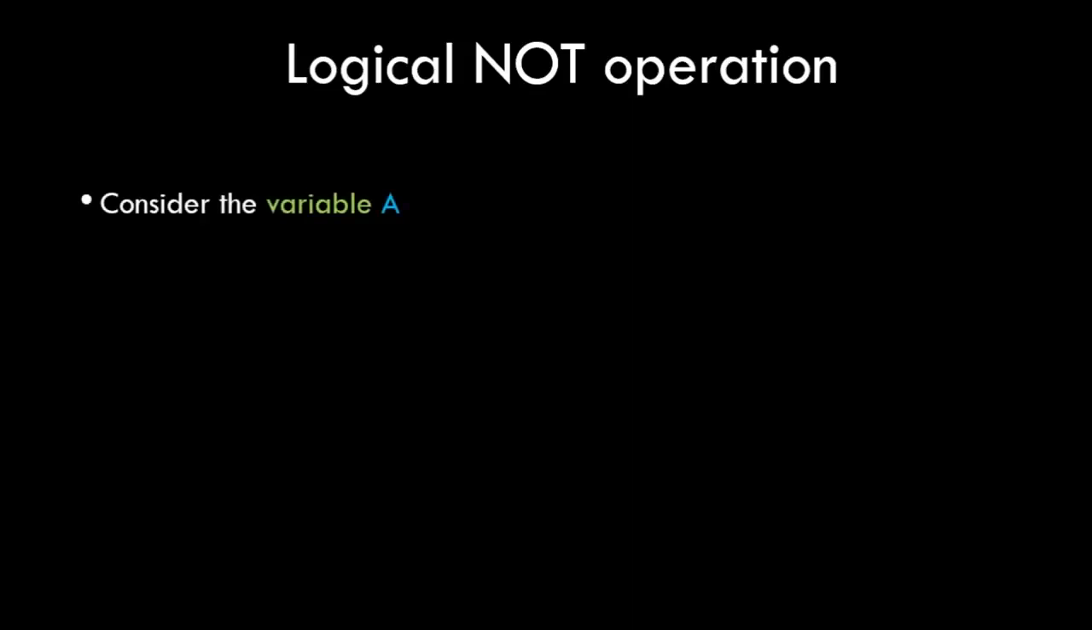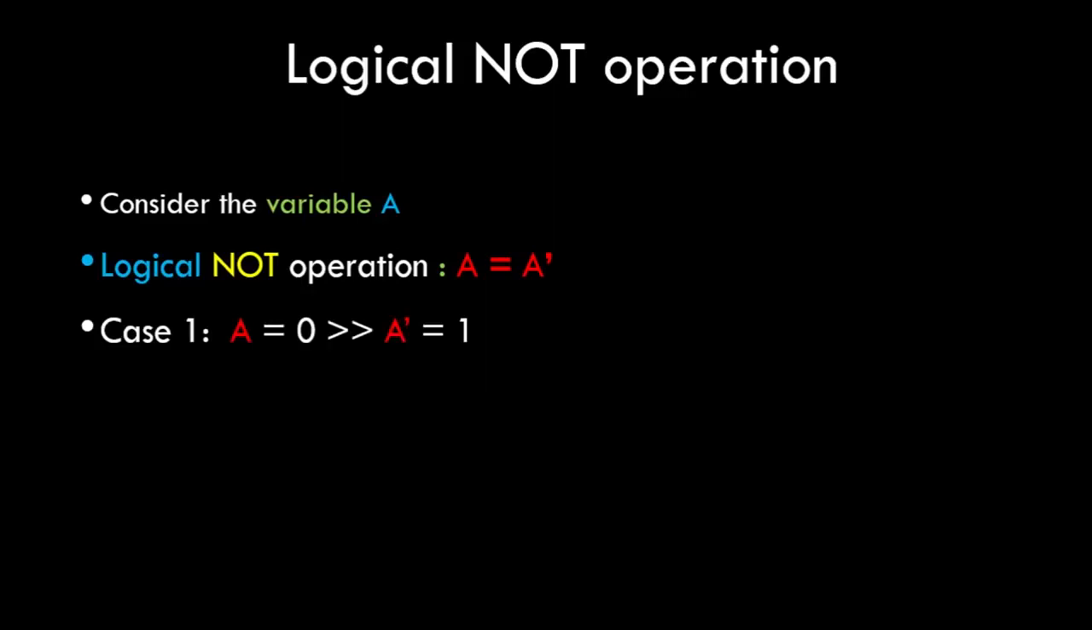So we consider the variable A. The logical NOT operation is denoted by the symbol A complement, which is A with an apostrophe or an overhead bar. In this case I have used apostrophe, but we will usually be using an overhead bar for denoting the complement. So whenever we apply a NOT operation to any variable, we get its corresponding opposite value. So for example, if A is 0, A complement will be 1. So let's see case 1. When A is equal to 0, the complement or logical NOT operation performed on that variable will give us value 1. And if A is equal to 1, A complement will be 0.